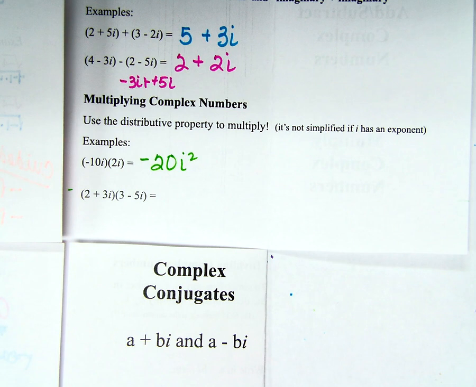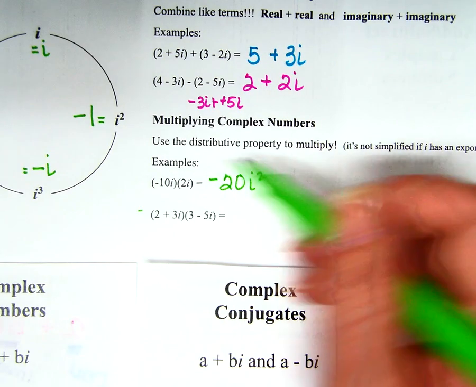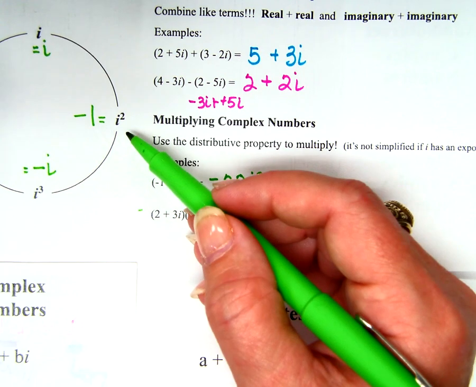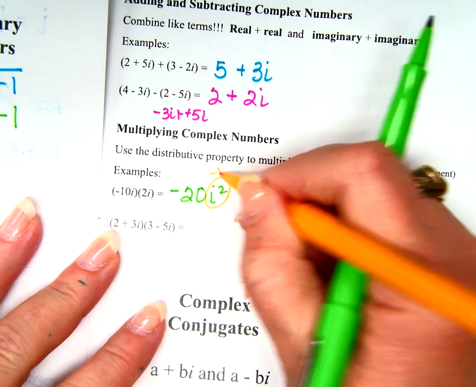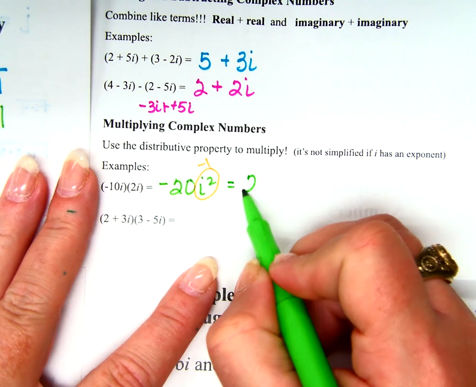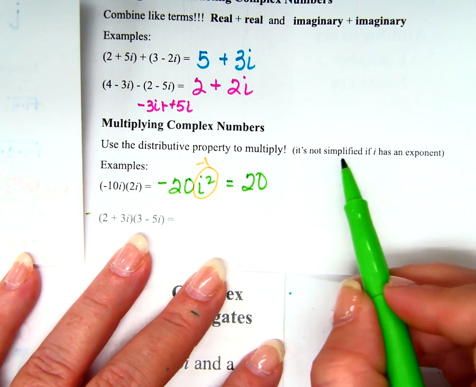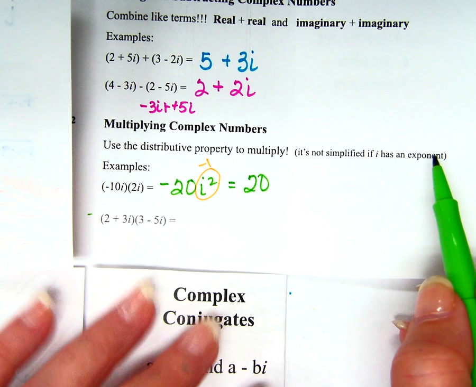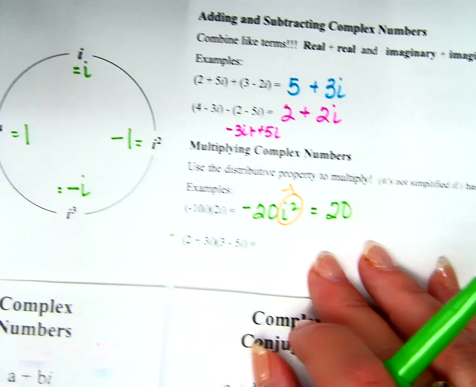Oh, yeah, absolutely, yeah. We're not done, are we? Okay? Because we know that I squared is negative 1, right? We even wrote it up here to help us out. So I squared, this part right here, this is negative 1. Well, what's negative 20 times negative 1? 20. Now we're done. It even tells us right here, it's not simplified if I has an exponent. That's kind of why we did the circle thing, so you would realize what happens when we have exponents, right?